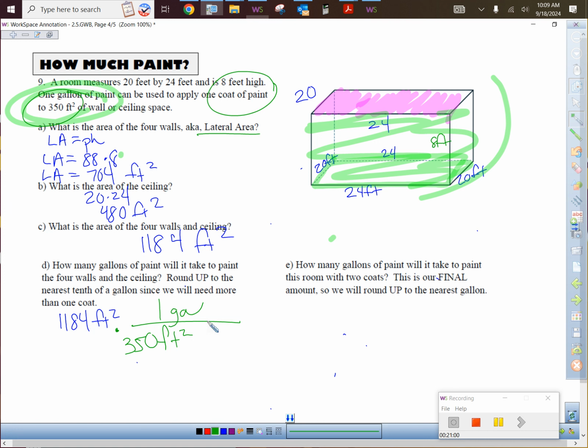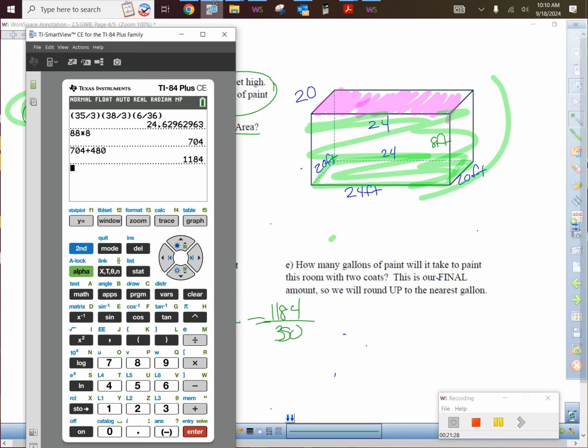Could you tell me what you would end up doing with that 350 now that you see it written out? Would you multiply by 350 or would you divide by 350? Top times top, 1184. Bottom times bottom, what would you do? Multiply or divide? You would divide. 1184 divided by 350. Uh-oh. Didn't come out nice. I got roughly 3.4. Are you cool with that?